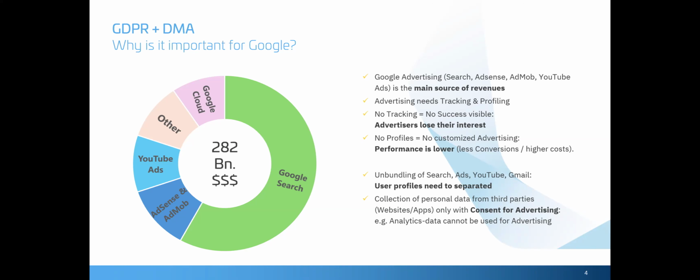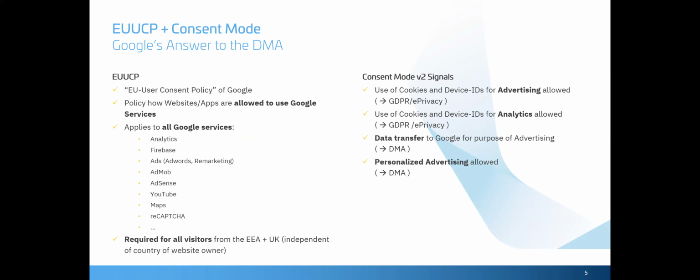The first step there is a policy that Google created, or that actually existed, but now is even more relevant. It's called EU UCP, or EU User Consent Policy from Google. It's a policy that basically tells all the website owners what they can do with Google services. So if you have analytics on your website or in your app, or if you have AdSense, YouTube videos, or Google Maps or reCAPTCHA, all these Google services, if you put them in your website or in your app, you must follow this EU user consent policy.